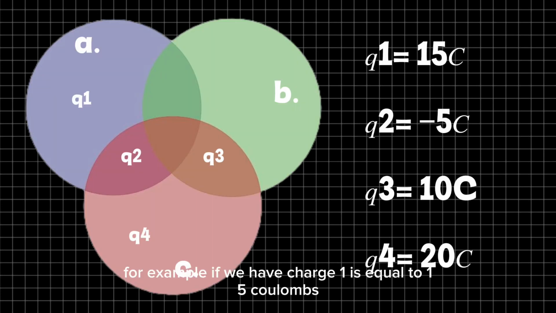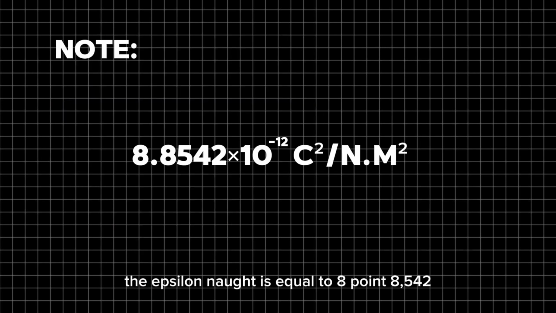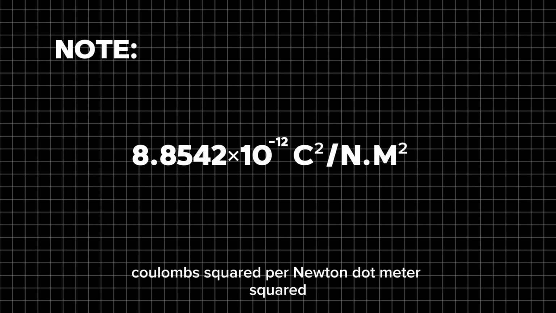For example, if we have charge 1 is equal to 15 coulombs, charge 2 is equal to negative 5 coulombs, charge 3 is equal to 10 coulombs, and charge 4 is equal to 20 coulombs. The epsilon naught is equal to 8.8542 times 10 raised to negative 12 coulomb squared per Newton dot meter squared.